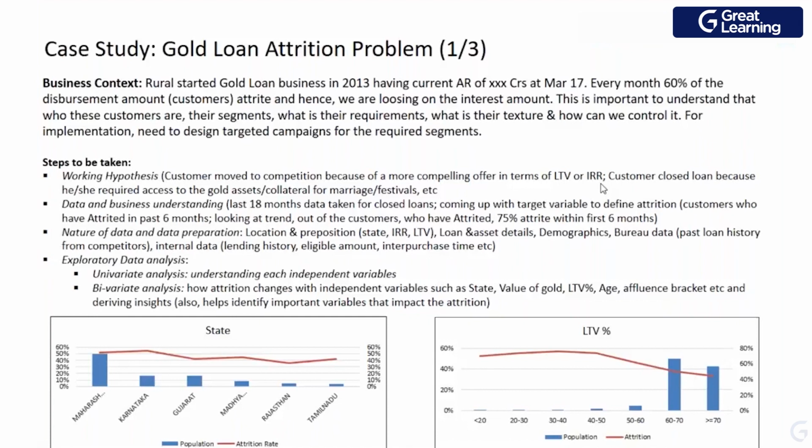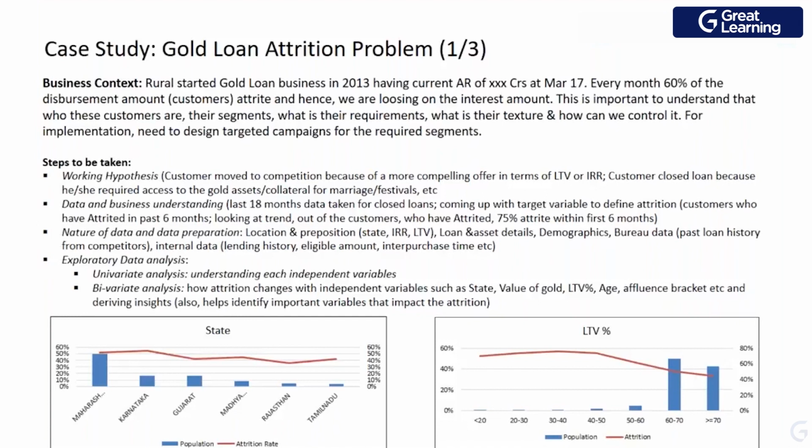For each of these variables, you will do a bivariate analysis. When we say bivariate analysis, it means that with respect to your target variable, how each of these independent variables changes. So for instance, with respect to state, with respect to value of gold, with respect to LTV, etc., how your attrition changes, and it helps you to derive a lot of meaningful insights. It helps you to tell the patterns in your data, which is very important because a lot of insights you will develop through the exploratory data analysis.